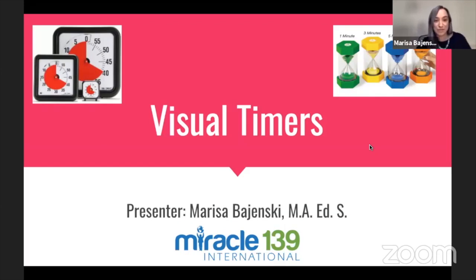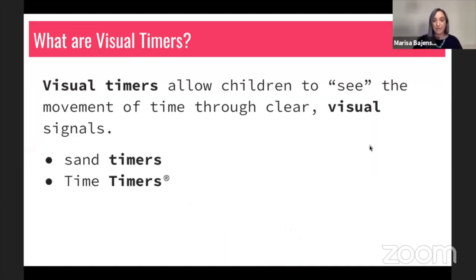Okay, welcome to visual timers. All right, so what are visual timers? Visual timers are timers that allow children to see the movement of time through clear visual signals. Children do not understand time well, even into middle school and high school. Sometimes even adults have trouble with time. So visual timers are excellent to be able to see with your own eyes how much time is going by, and they can understand that.